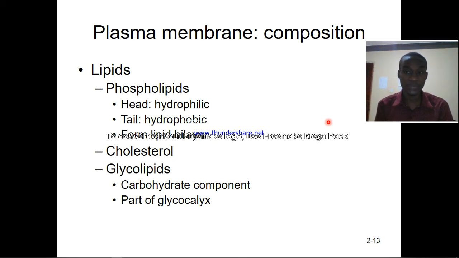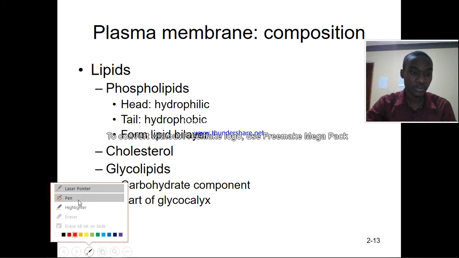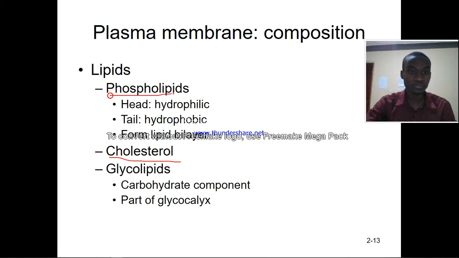So to start off with the lipids as our first, in the cell membrane, we find several classes of lipids as part of the components within the cell membrane. So we find phospholipids, and then we find the cholesterol molecules, and then glycolipids. So the three major classes of lipids that we find as components of the cell membrane. And they are not there for decoration, but they play major or key roles that we are going to know about in this discussion.